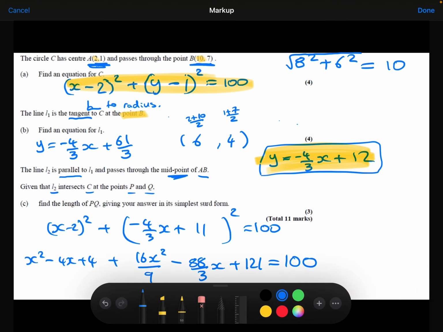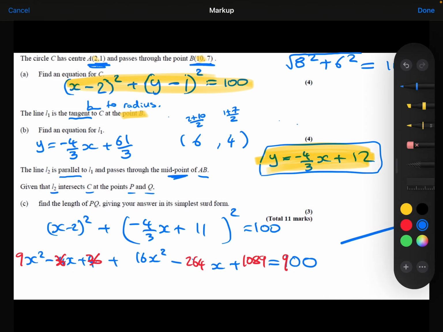So timesing each term here by 9, we will get 9x squared minus 36x plus 36. The 9's there will cancel. The 88 over 3 times 9 will be 264. The 121 times 9 is 1089, and the 100 times 9. Now let's collect up the like terms. Now we've got rid of those fractions.